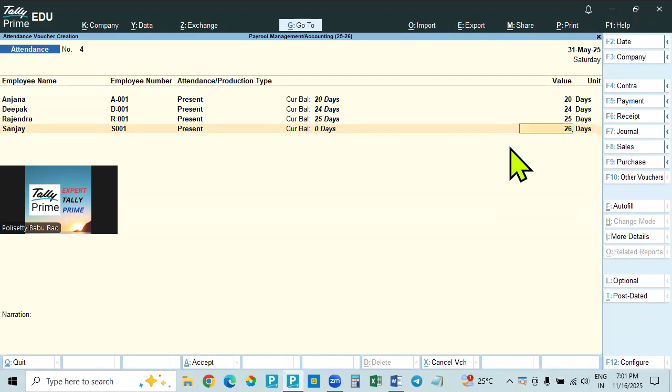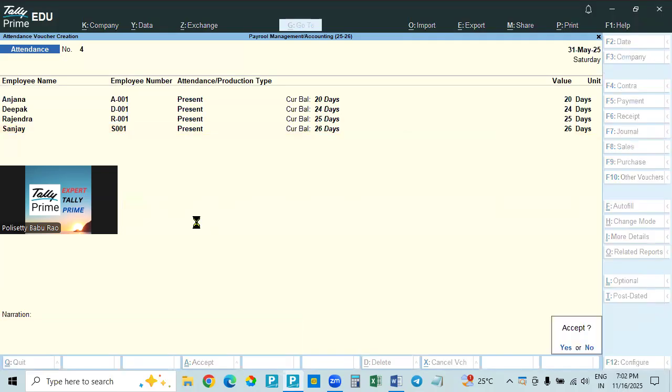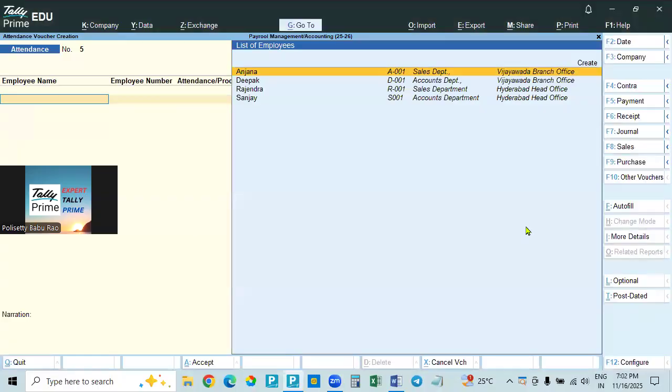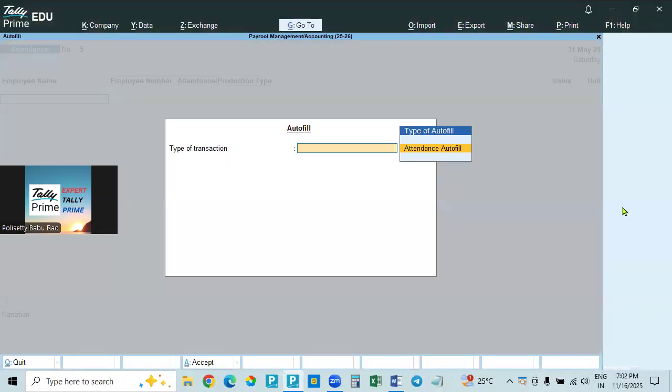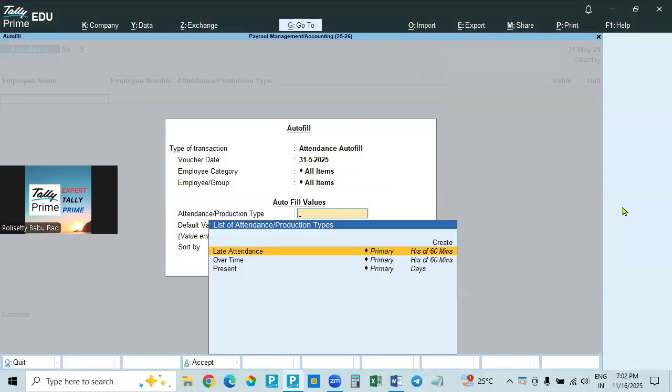So this is all attendance for all the departments and all the categories, that is all offices, all departments, all employees. It is taken. This is for present. Then you can come to autofill, attendance autofill, date, and this also we will take up all items with all offices, and group means all departments. Come down here.